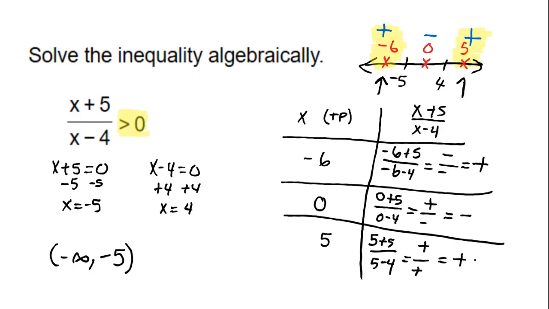Then the other interval we'll include in the solution set starts at 4 and goes to infinity. And we'll also put a parenthesis on that 4, but for another reason. 4 is where the vertical asymptote would be, and our rational expression is undefined at that value. So to solve the inequality, x plus 5 over x minus 4 is greater than 0, we have a solution set of -infinity to -5, union with 4 to infinity.